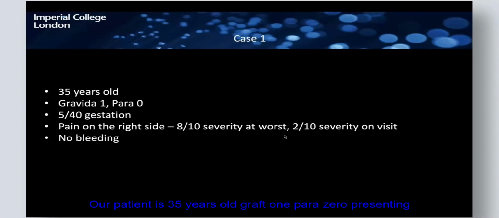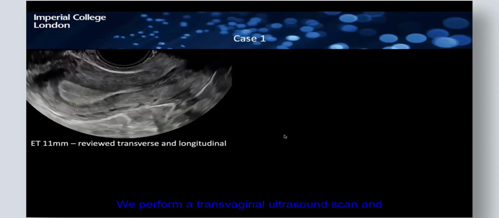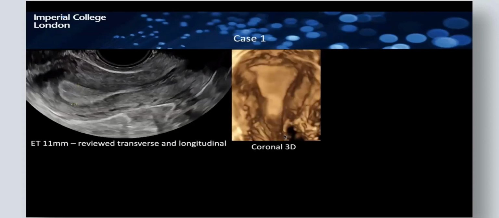Our patient is 35 years old, gravida 1, para 0, presenting at 5 weeks gestation based on last menstrual period, following a positive urine pregnancy test with right-sided lower abdominal pain without bleeding. We perform a transvaginal ultrasound scan, and after screening the uterus, cervix, and endometrium in transverse and longitudinal views, we measure an endometrial thickness of 11 millimeters as shown in this longitudinal view.